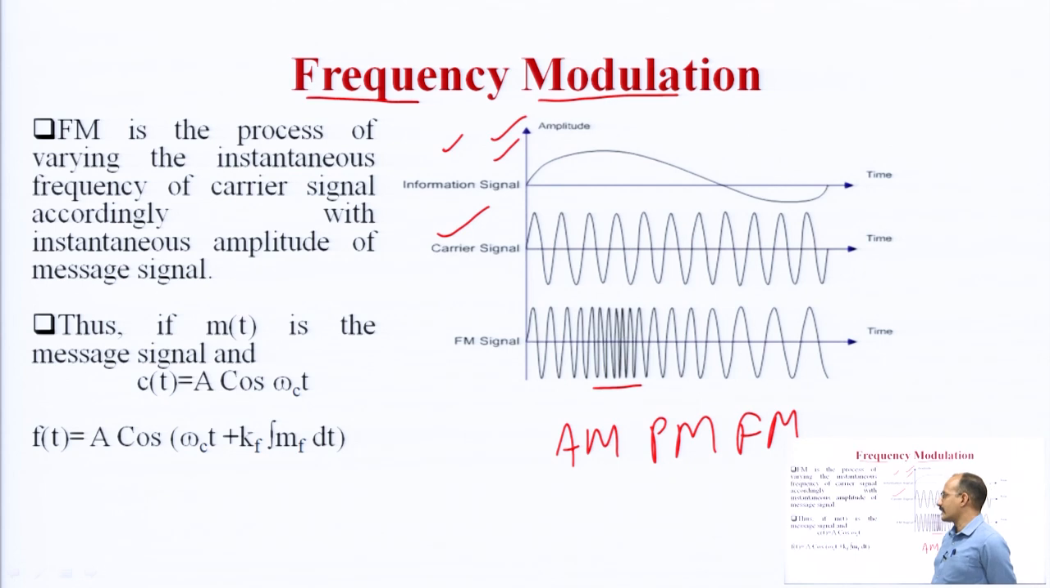If our message signal is x(t) and the carrier signal is A cos omega c t, then the resultant frequency modulated waveform is s(t) = A cos(omega c t + k f integral x(t) dt), where m f is the modulation index of FM, omega c is the angular frequency of the carrier, and A is the amplitude of the carrier. You can see that A is the same as the carrier signal, but the frequency is changed as per the integral of the message signal.